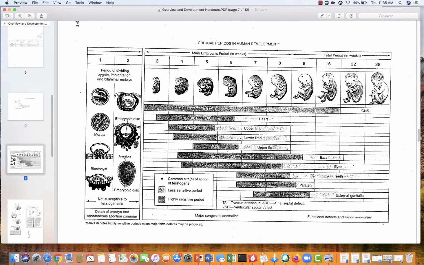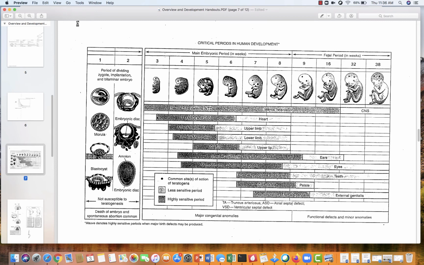But you can have neural tube defects, which are birth defects of the brain, spine, or spinal cord. Really, the highly sensitive period is from 3 weeks all the way to the end of the 16 weeks. And then a less sensitive period would be 32 weeks to 38 weeks. Okay, so for the highly sensitive period, that would be the period of high development for whatever type of tissue you're looking at.